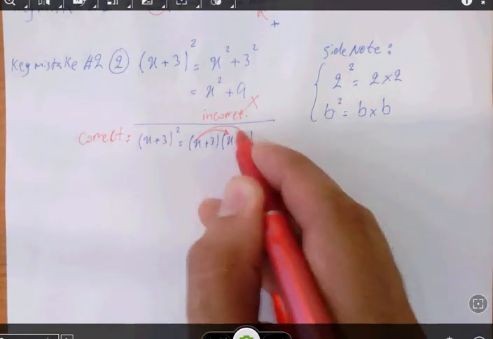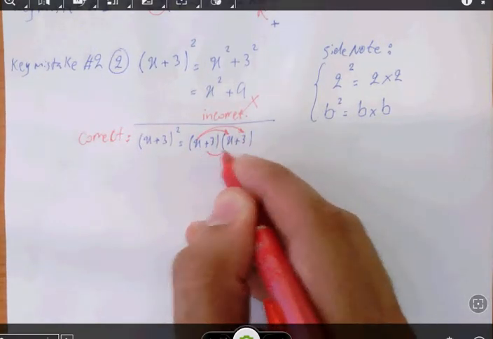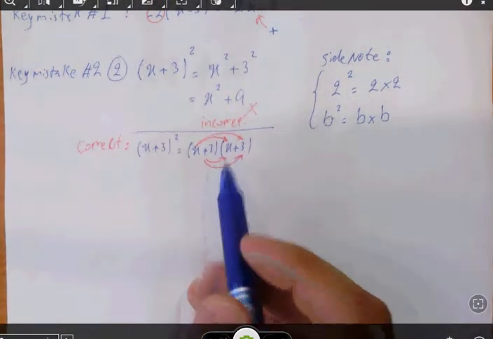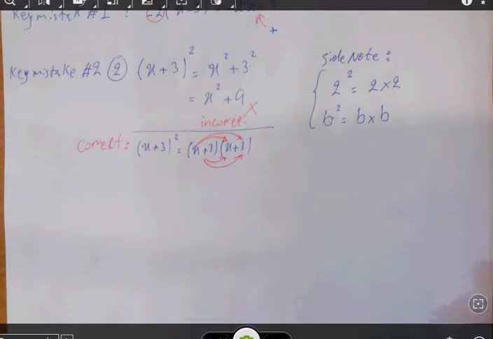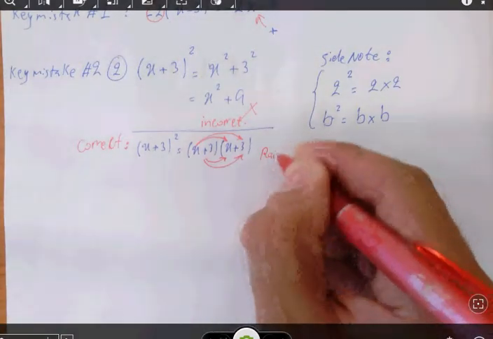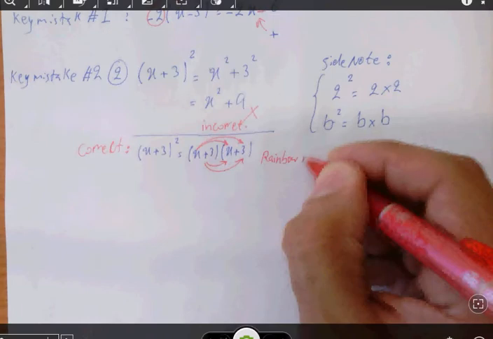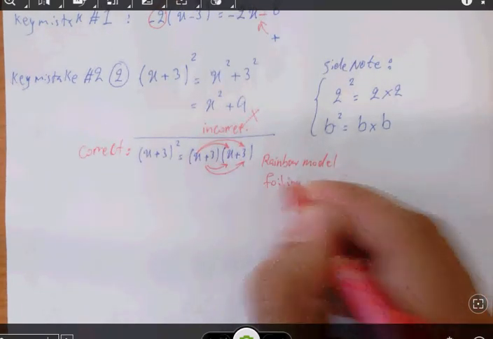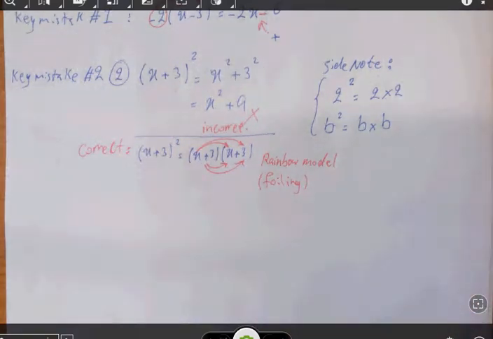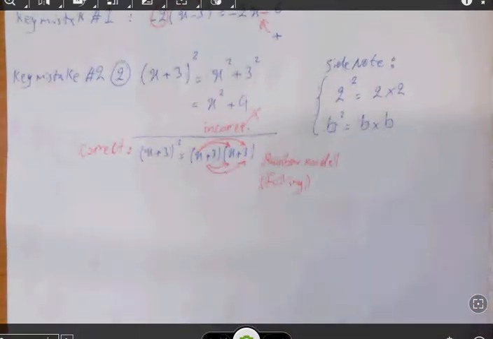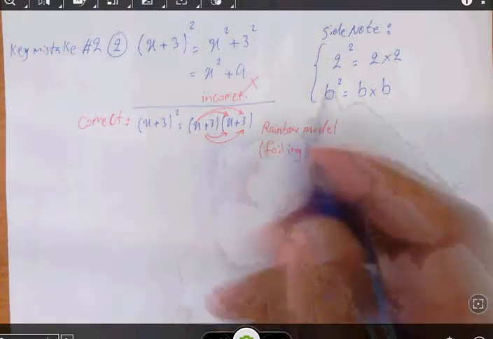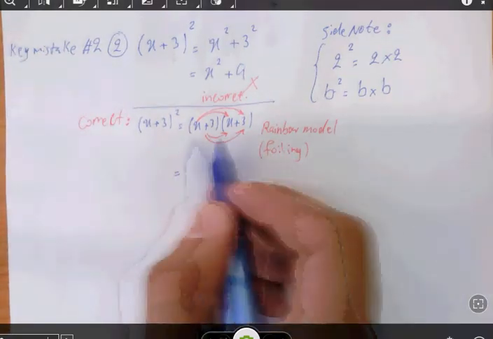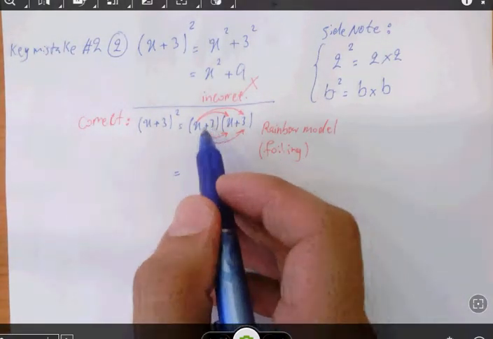Now I have to use my distributive law and expand the brackets. Now we will go back into this, but just for now, this is called a rainbow model, or some other math books they call it foiling. It's a really, really old technique to expand 2 brackets like that, right? So if I want to write it straight away, I can just easily say, okay, well, this is the setup, yes? This is the setup.